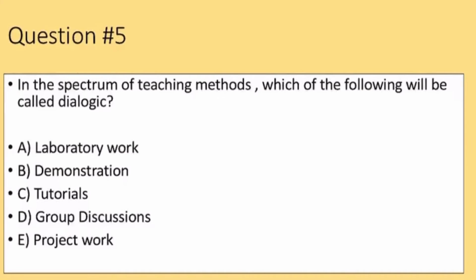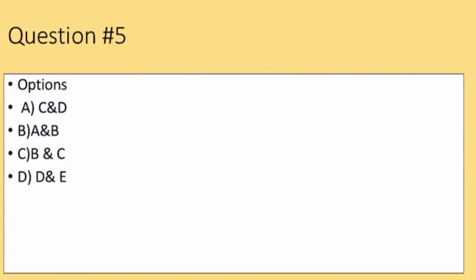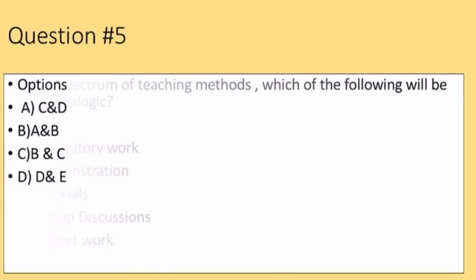In the spectrum of teaching methods, which of the following will be called dialogic? Okay, dialogic means there is a verbal exchange between teacher and learner. There is a verbal interaction between teacher and learner. Lab work, demonstration, tutorials, group discussions and project work. In answer codes, they have given combination of these options.